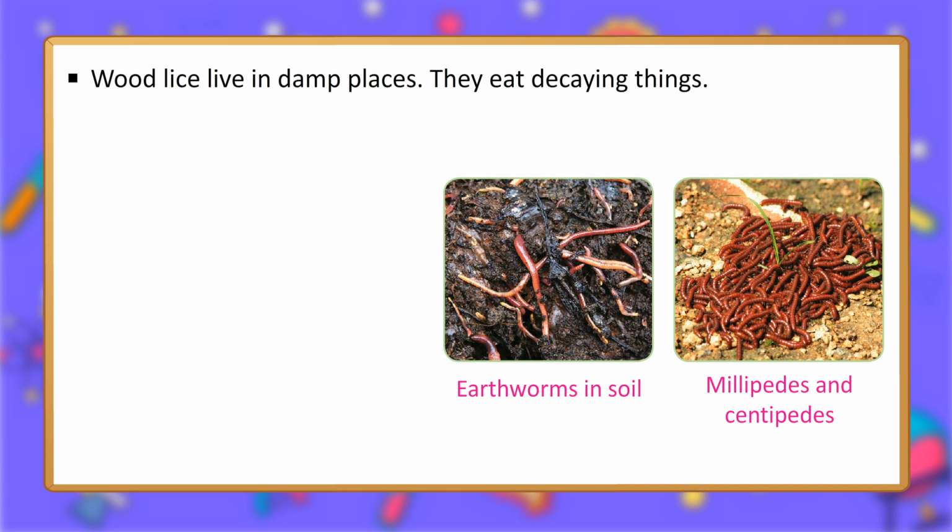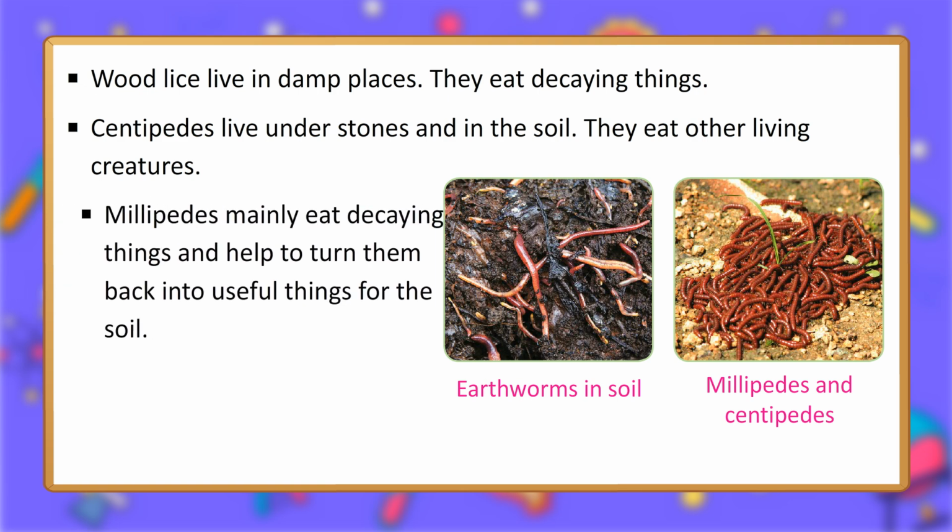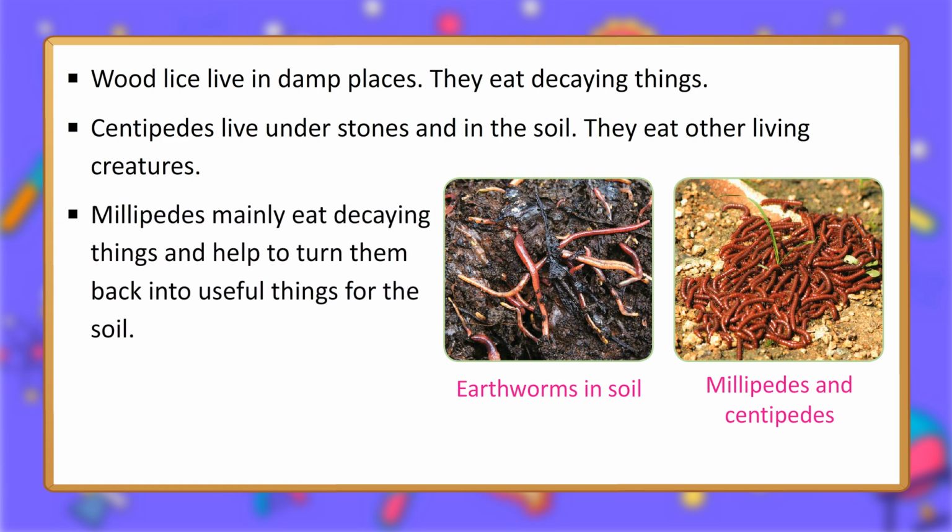They eat decaying things. Centipedes live under stones and in the soil. They eat other living creatures. Millipedes mainly eat decaying things and help to turn them back into useful things for the soil. Earthworms in soil. Millipedes and centipedes.